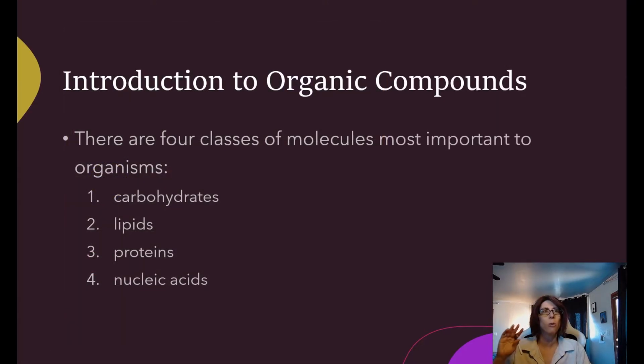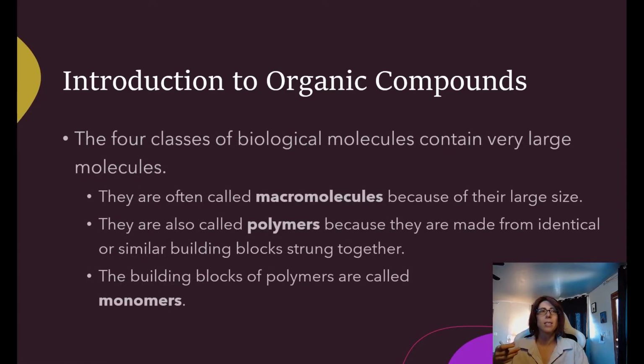So there are 4 classes of molecules that are most important to organisms. There's carbohydrates, which we're all familiar with, lipids, which are things like fats. You're also familiar with those, proteins, and nucleic acids. The 4 classes of biological molecules contain very large molecules. We call them macromolecules. Macro means large, micro means small. So macromolecule just means very large molecule.